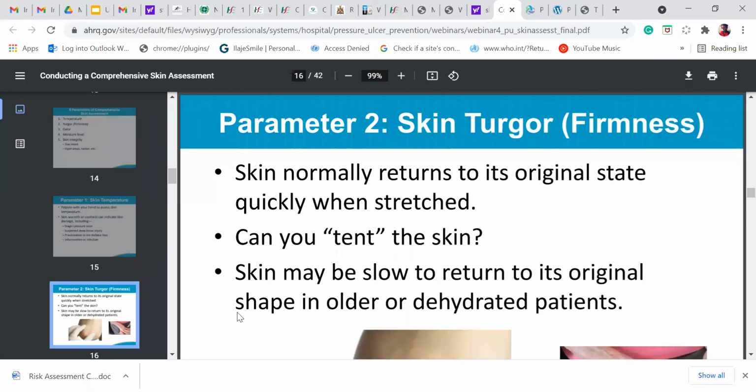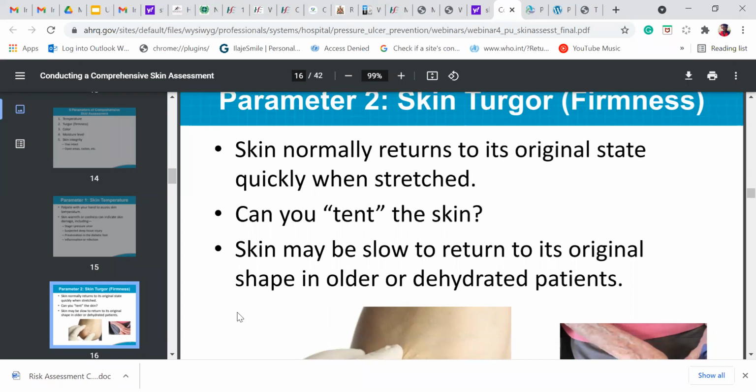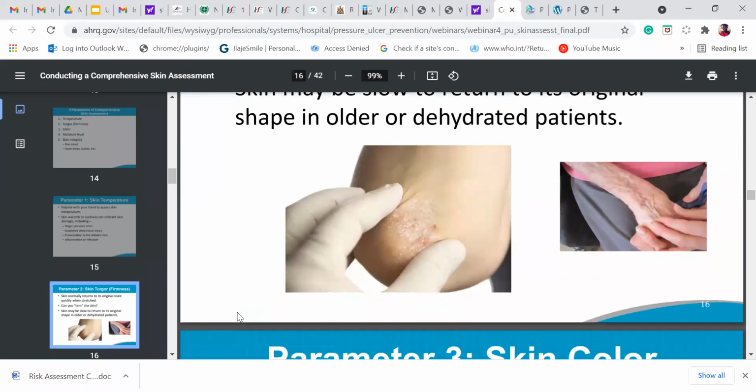Parameter 2, that's the skin turgor and firmness. So the skin normally returns to its original state quickly when stressed. So can you tense the skin? You need to feel the firmness of the skin. Is it tenting? Is it denting? The skin may be slow to return to its original shape in older or dehydrated patients. You might also see this for a patient that has oedema. So is it pitting or so? You need to assess the skin properly. Now that's a picture of how you can tent the skin and see if it retracts easily back to its original state.